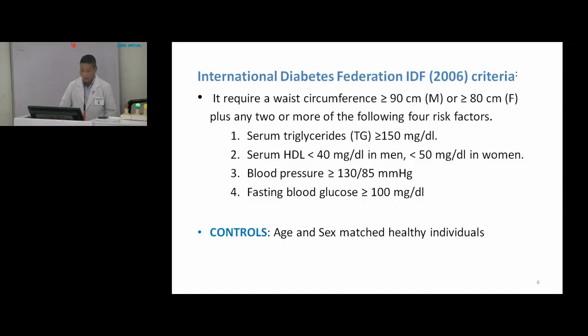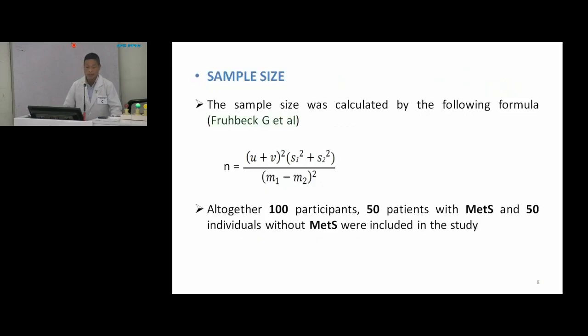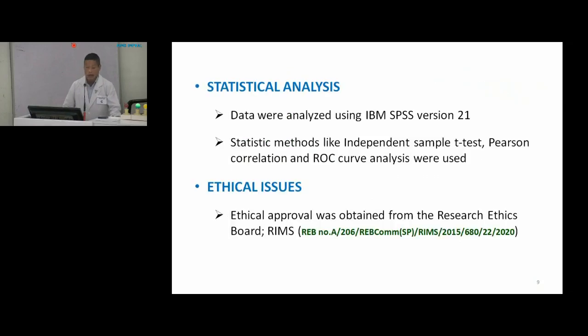Controls were taken from age and sex matched healthy individuals. Patients with type 1 diabetes mellitus, chronic kidney disease, liver disorder, history of cardiovascular disease, immunodeficiency or steroid therapy, and pregnant women were excluded from the study. The sample size was calculated by the following formula, and altogether 100 participants, 50 patients with METS and 50 patients without METS, were included in the study. Data were analyzed using IBM SPSS version 21, and ethical approval was obtained from the Research Ethics Board.